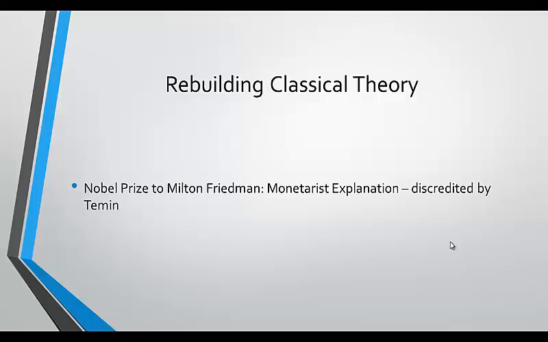So basically, as I said in the first part, the classical theory was destroyed by Keynes, but then it was gradually put back together. One of the principal architects of the new theory was Milton Friedman, and he did a lot of things to basically rebuild the classical theory. One of the key contributions that he made was to provide a monetarist explanation.